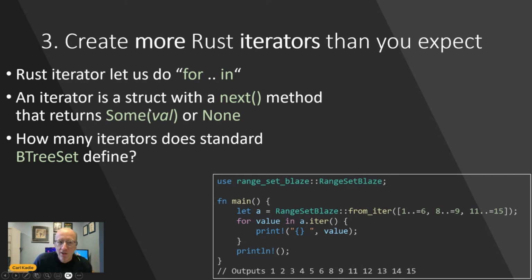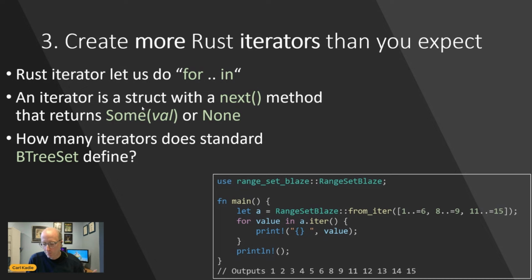In general, when you create an iterator, you create a new struct that implements a next method. And the next method, if there is no next thing available because you've run to the end of the iterator, returns none. If there is a next value, it returns that value wrapped in a Some. So think to yourself, how many iterators do you think the standard B-tree set defines?